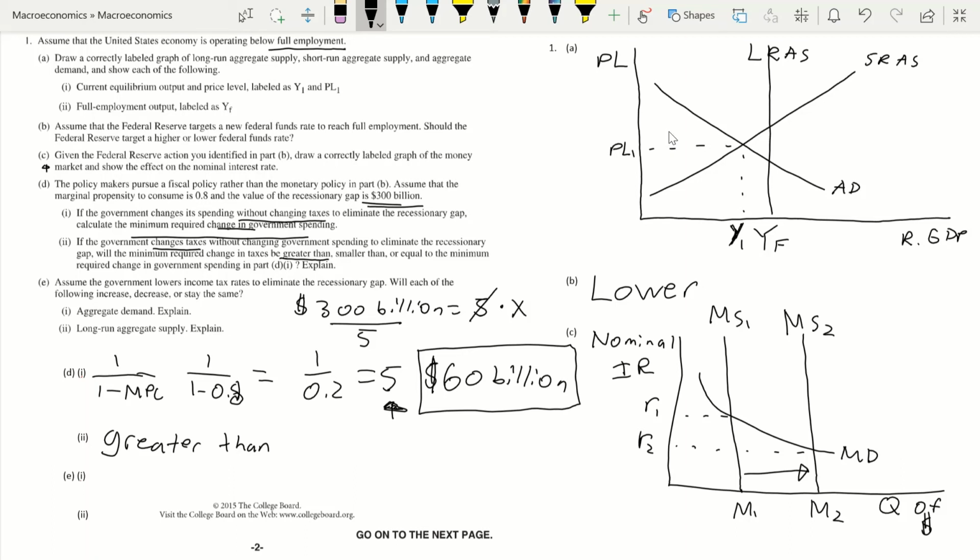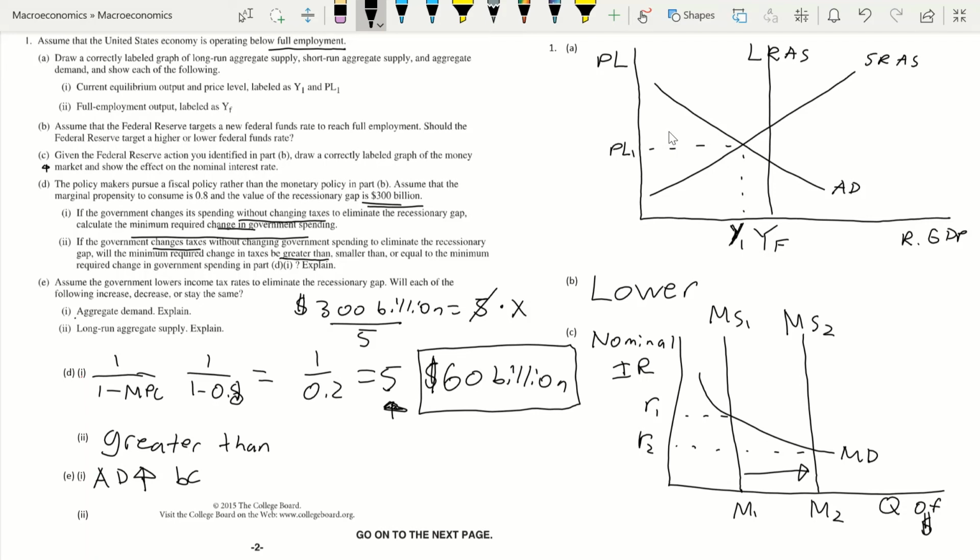All right, so now we've got question E1. We were told, assume the government lowers income tax rates to eliminate the recessionary gap. By lowering income taxes, they're going to boost aggregate demand because consumer spending and investment spending will increase. So that would also be one way that we could bring ourselves back to full employment. Now if we look at part 1, we have aggregate demand. Will it increase, decrease, or stay the same? Well, like I just said, aggregate demand, which I'm going to represent as AD, is going to increase.